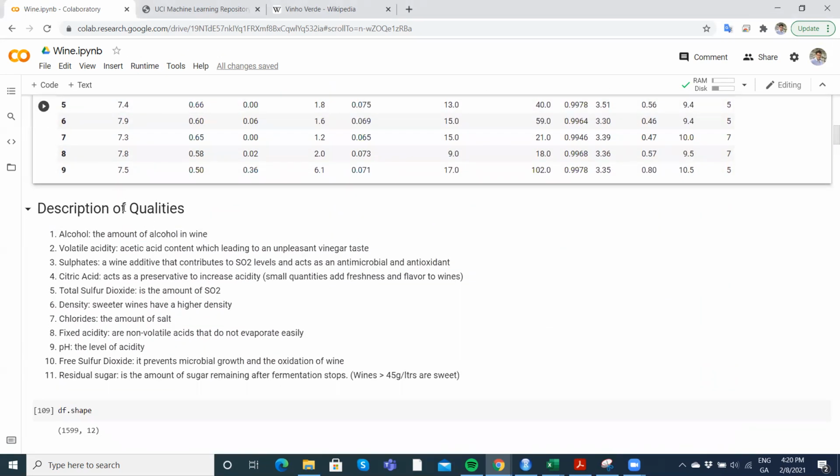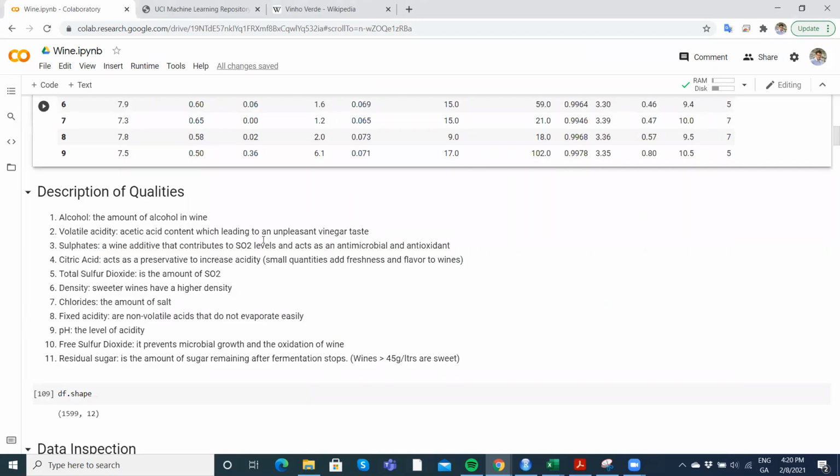So, some description of the qualities. The alcohol is the percentage of alcohol in the wine. The volatile acidity is linked to the vinegar taste. The higher this is, the more unpleasant the wine is, or generally we consider the wine to be less pleasant. The sulfates is a wine additive that contributes to sulfur dioxide levels. We have citric acid, which acts as a preservative to increase acidity. Total sulfur dioxide, density, which is correlated with sweetness.